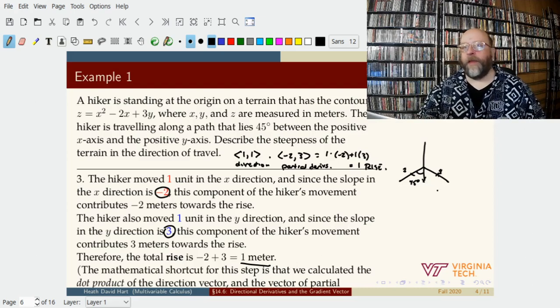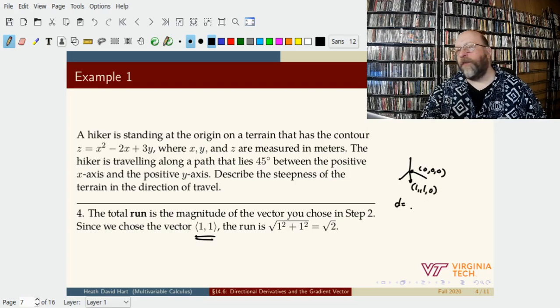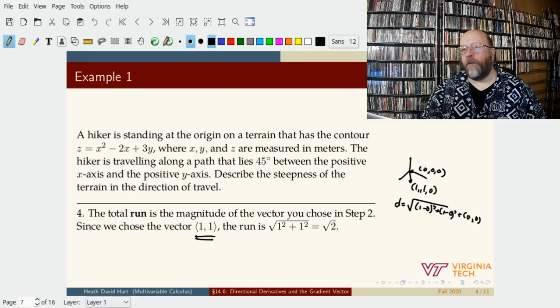Now we have to calculate the run. Well, the run is the magnitude of the vector that we chose. If I start at the origin, 0, 0, 0, and I run 1 unit in the x direction and 1 unit in the y direction, then the distance is the square root of (1 minus 0) squared plus (1 minus 0) squared plus (0 minus 0) squared, which is the square root of 2.